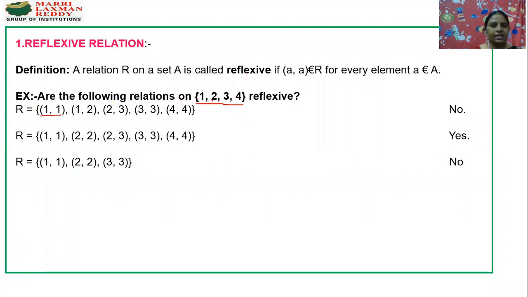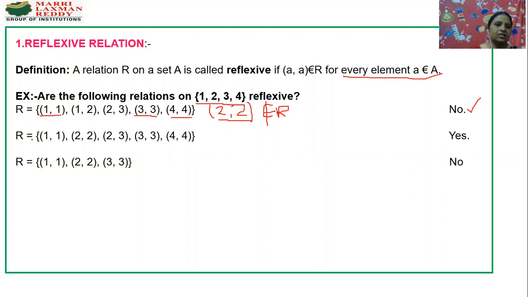Then what is the second element? 2. (2,2) is not present. Then (3,3) is present. (4,4) is also present. (2,2) is not present in the relation, so (2,2) does not belong to R. What is the meaning of reflexive? Every element of A should be present as (a, a), but 2 is not present in the relation. So it is not a reflexive relation.